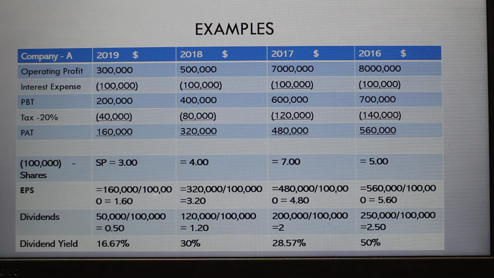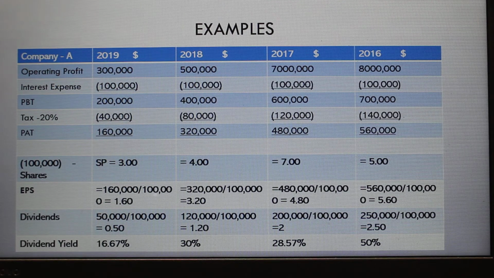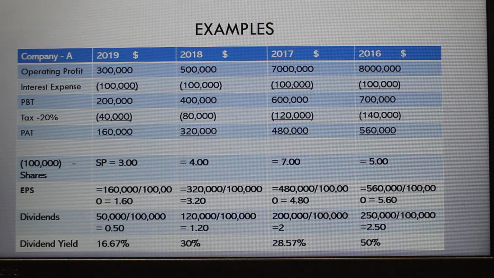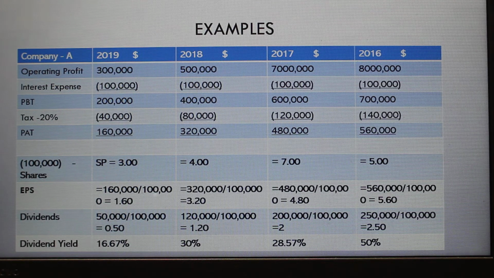And then we have 2018. Our operating profit in 2018 is 500,000. Our interest is 100,000. That gives us profit before tax of 400,000. And we have tax of 80,000. That gives us profit after tax of 320. If we were to find the earnings per share, that would be 320 divided by 100, because there are 100 shares, and that gives us $3.20.